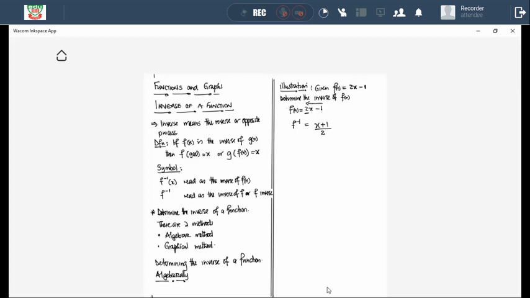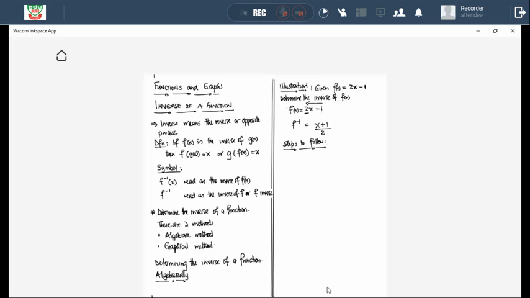Right. Now, this was quite a process, but there is a shortcut that we can use to get the inverse of a function. Whenever you're asked to get the inverse of a function, there are some basic steps that you are supposed to follow. Right. Now, let's look at these steps that you are supposed to follow when determining the inverse. Okay.